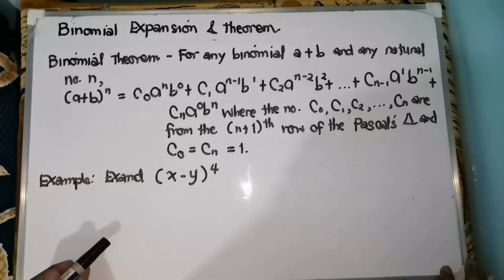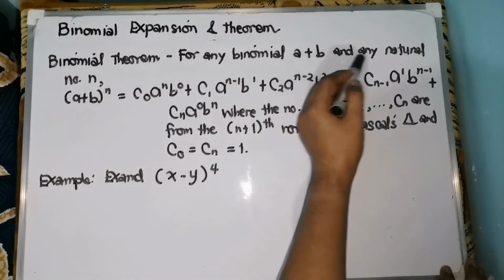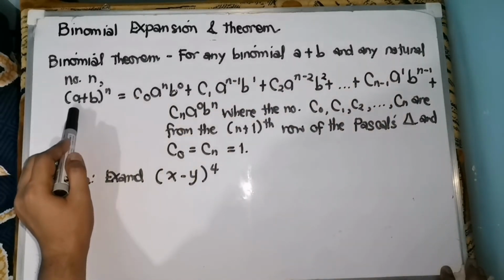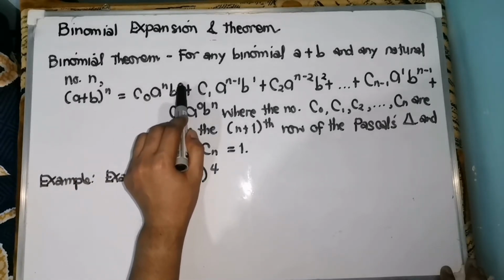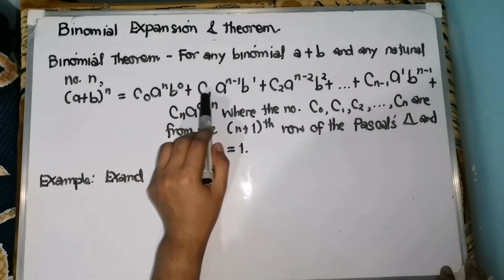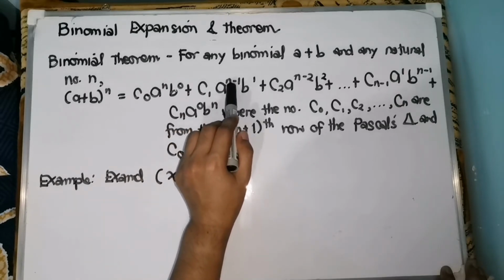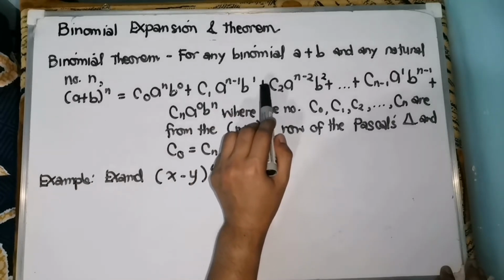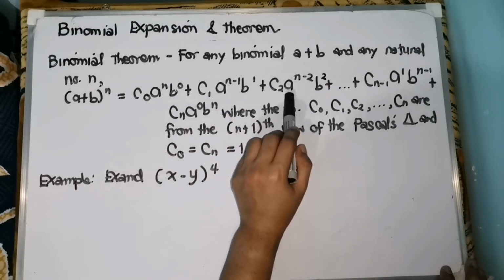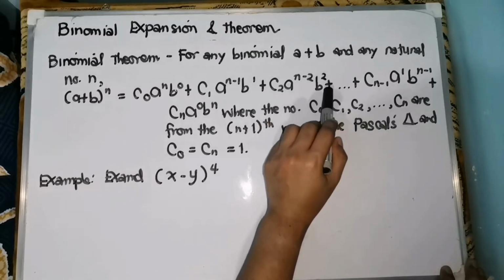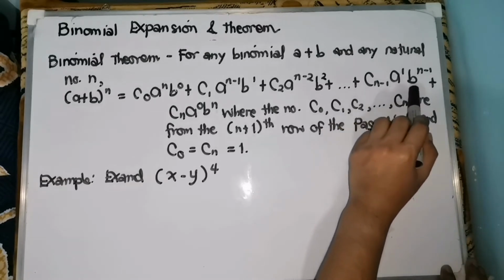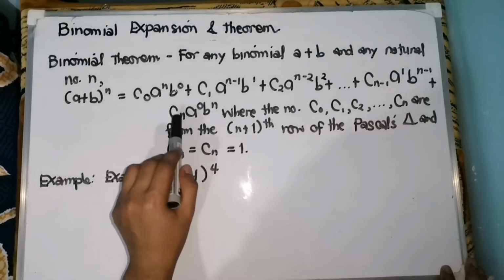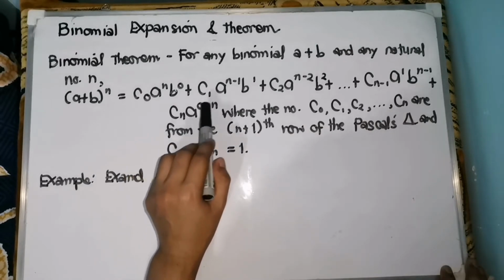Now, what is a binomial theorem? So, it states that for any binomial a plus b and any natural number n, a plus b raised to n equals c sub 0, a raised to n, b raised to 0, plus c sub 1, a raised to n minus 1, b raised to 1, plus c sub 2, a raised to n minus 2, b squared, plus ellipsis, plus c sub n minus 1, a raised to 1, b raised to n minus 1, plus c sub n, a raised to 0, b raised to n.